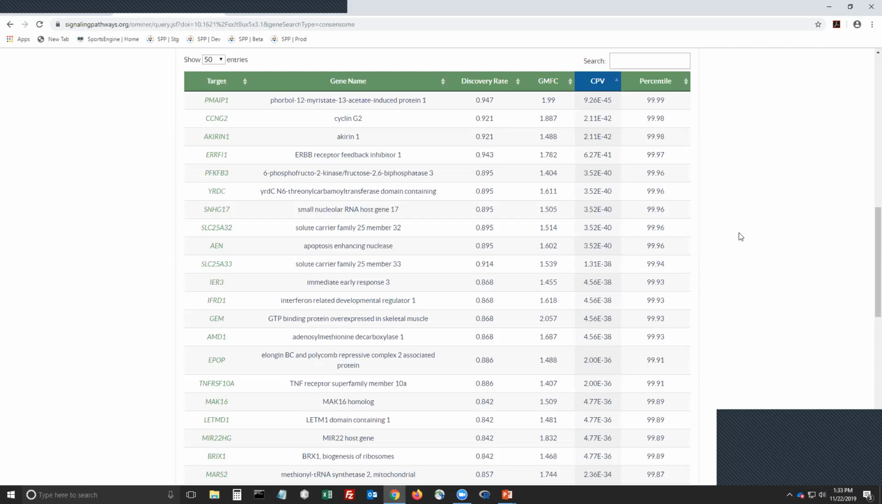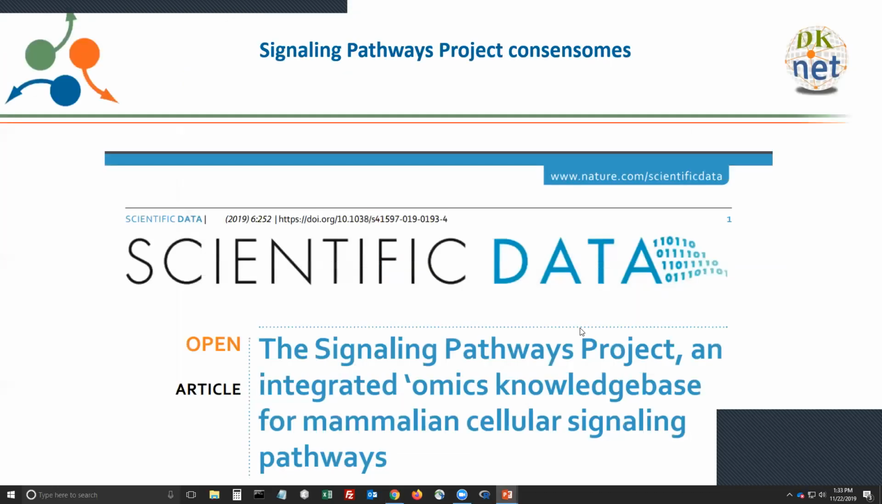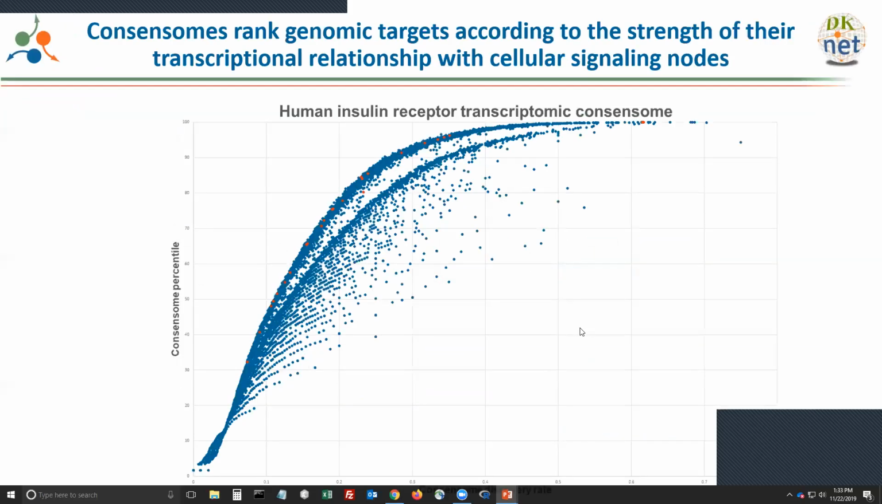So, a representation that isn't available on the site right now, but one that I think makes this idea easier to understand, is plotting these points in a scatter plot, where on the x-axis you have the discovery rate, which again is essentially the frequency over all of the experiments in which that specific messenger RNA was significantly differentially expressed. And on the y-axis here you have the rank of that gene in the consensome itself.